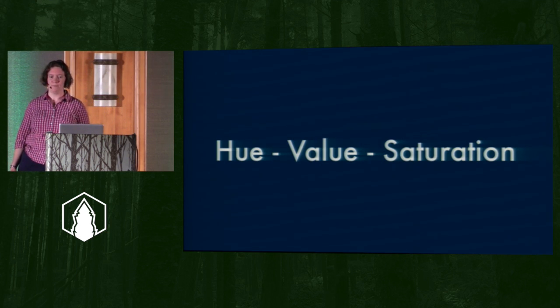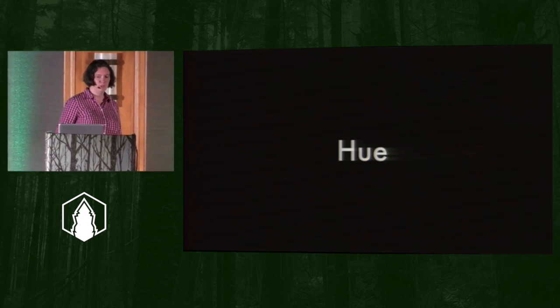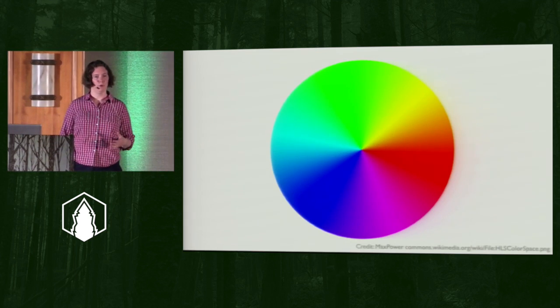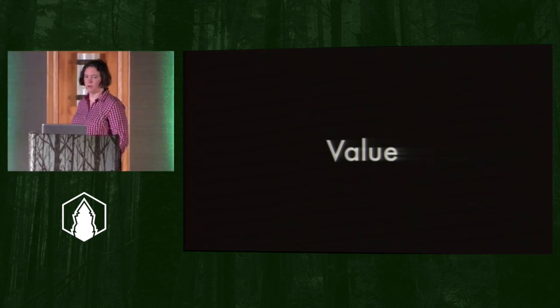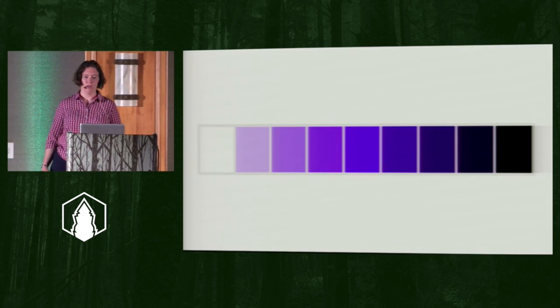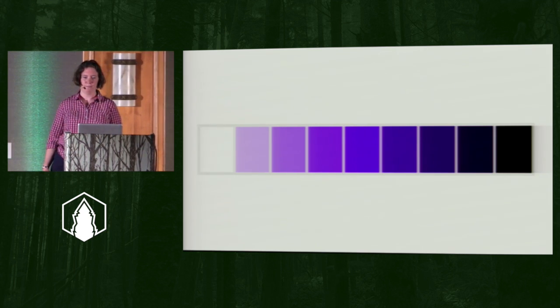There's three qualities that make color what it is: hue, value, and saturation. The first of these is hue, and this is what we think of when we think of color: red or green or purple. But that's only part of the color. The second part is value, which is the lightness or darkness of the hue. How much white or black is added? Here we have in the middle a pure purple, and then lighter and darker values of it on either side.